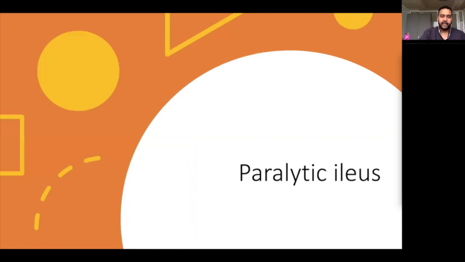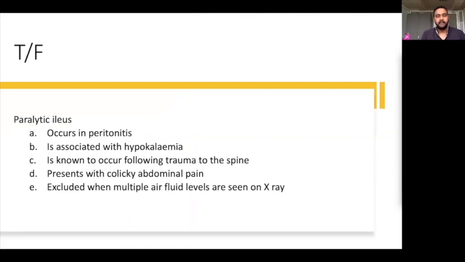So first of all, paralytic ileus. We have to discuss paralytic ileus, which affects the small bowel. But before we go into the discussion, you can answer some true or false questions. So you can read the true or false question.